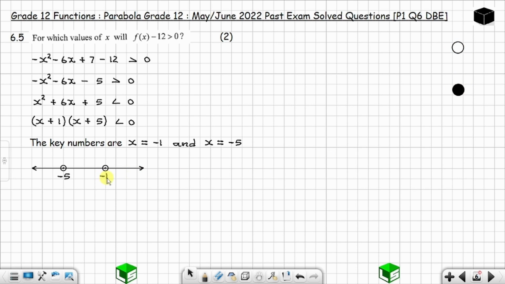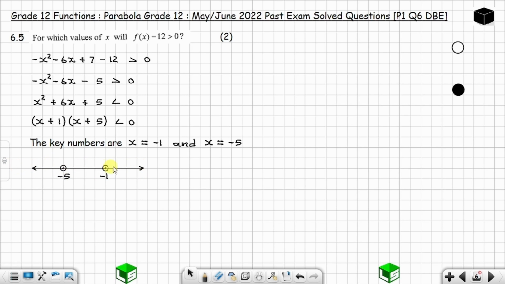You can see -1 and -5 are not included on the number line. This is why I have an open circle. You can see you have no equal sign there. So -5 and -1 are not included. Okay, now from here, what you want to do is to test your intervals.